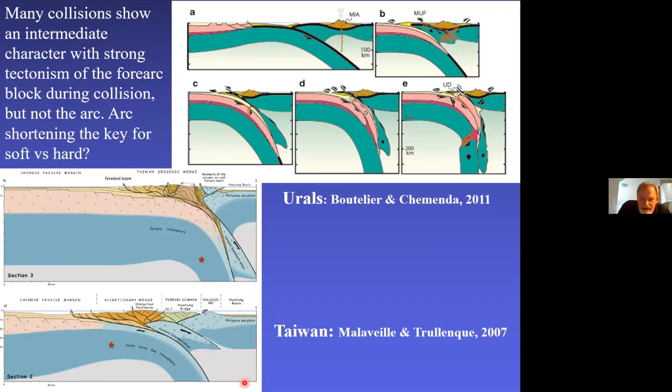And so if you want to use the terms soft versus hard, and I will argue that it may be useful at times, then maybe the state of deformation, the amount of shortening and penetrative deformation in the arc may be the key to how to distinguish them.